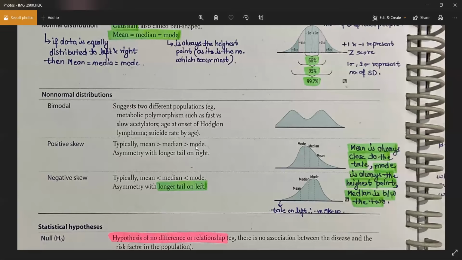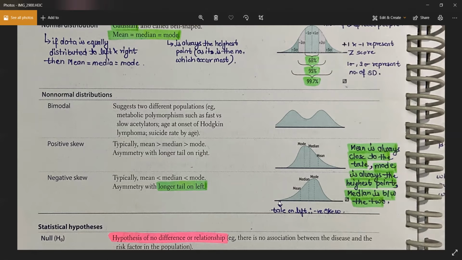So in case of a positively skewed distribution, the mean is highest, then comes the median, then comes the mode. And the tail part, which is this part, is always on the right side. In case of a negatively skewed distribution, the mean is the smallest one, then comes the median, and the mode is the largest one, and the tail is always on the left side.